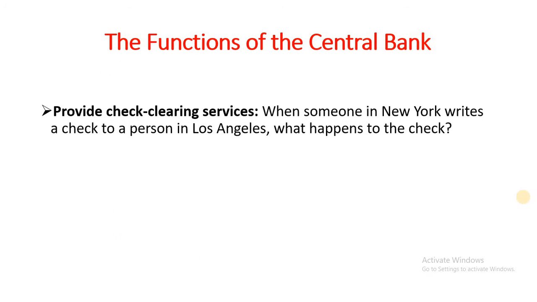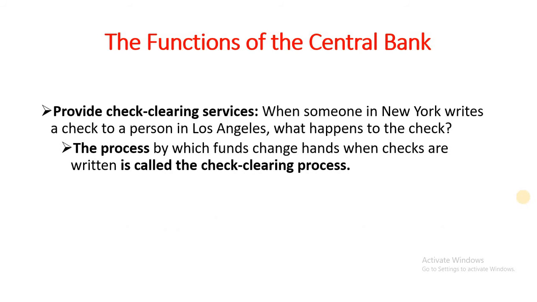Then, the central bank provides check clearing services. For example, someone who is living in New York writes a check to a person who is living in Los Angeles. So, what happens to the check? In this case, the central bank works as a middleman to clear the check from a bank which is situated in New York to the bank which is situated in Los Angeles. And the process is called the check clearing process.